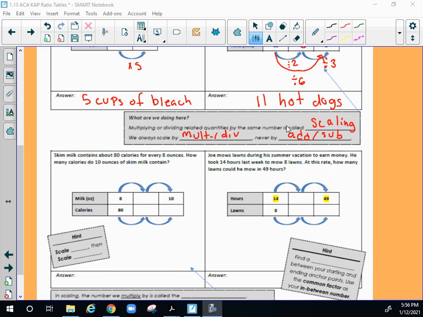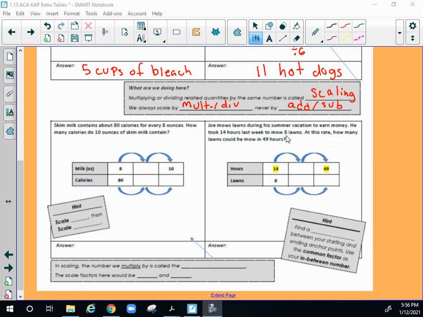All right, let's look at our next example. It says skim milk contains about 80 calories for every 8 ounces. How many calories do 10 ounces of skim milk contain? So we have our hint over here. I don't know how to go from 80 to 100 with a whole number.